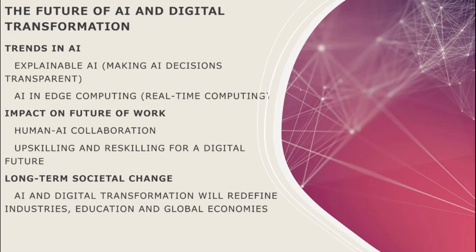It is important that we look at the trends in artificial intelligence. How can we address those ethical concerns? The decisions that are made by systems using AI could be made more transparent. So people can be given more information about how systems make decisions, and that makes us more informed as a society. AI in edge computing, for example, real-time computing, can be dangerous.